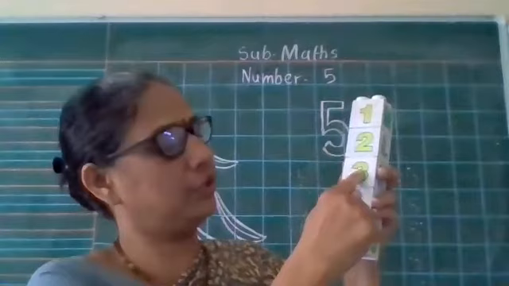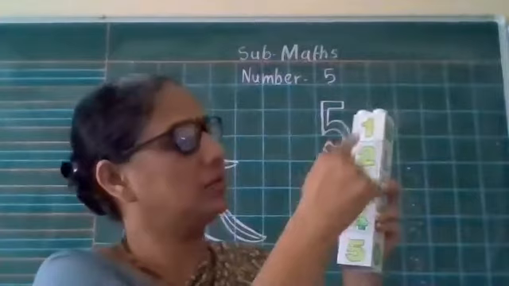1, 2, 3, 4 and 5. How many blocks? 5. Again count. 1, 2, 3, 4 and 5.